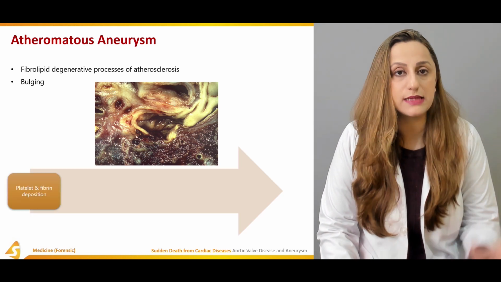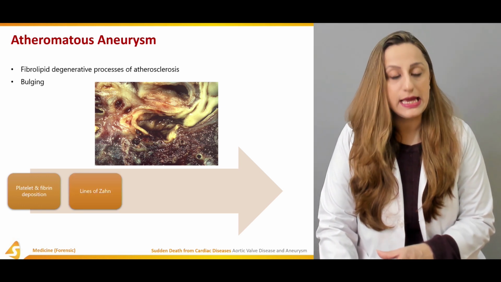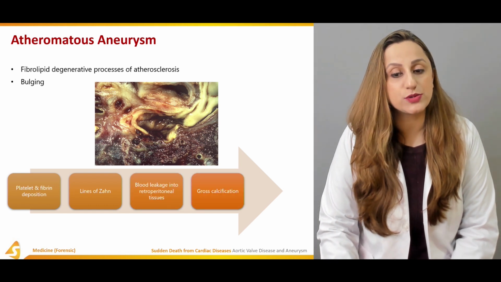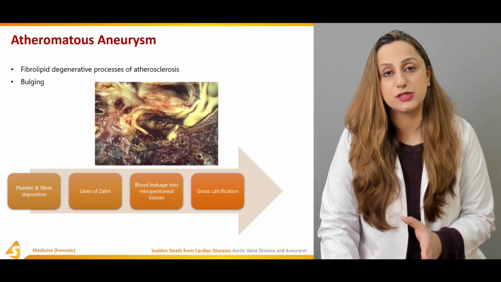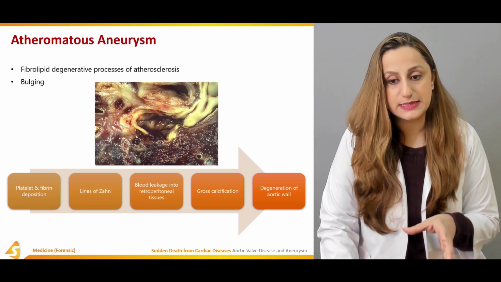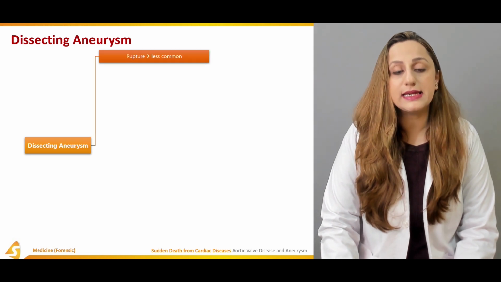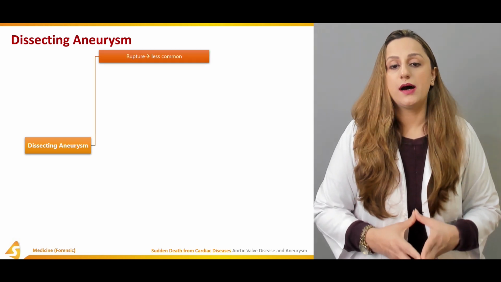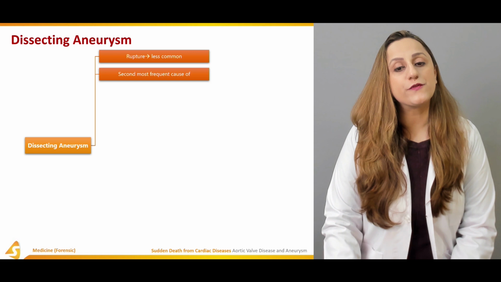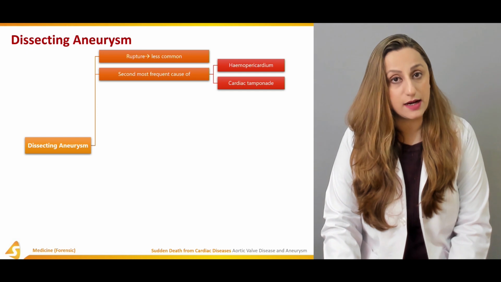Basically, what happens is the underlying pathology is discussed over here. It's basically the platelet and fibrin deposition that is followed by the lines of Zahn, and the blood is leaked into the retroperitoneal tissues, and there is a gross calcification following this whole event. We have the degeneration of the aortic valves noted down, and the dissecting aneurysm will basically give you a condition in which rupture can take place, which is quite less common, which is followed by the second most frequent cause of hemopericardium, which is followed by cardiac tamponade.